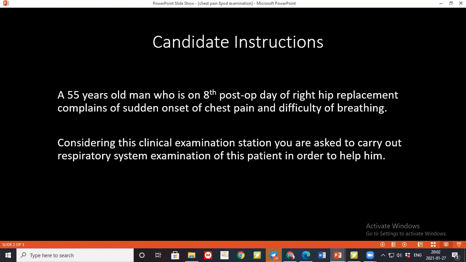Then I'll see if the patient is alert or not. According to AVPU, as the patient is talking, the patient here is alert.